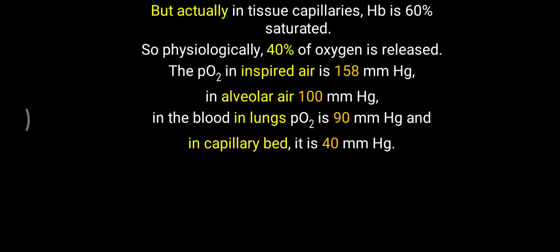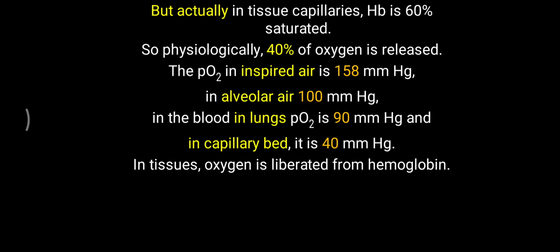Further, in detail on partial pressure of oxygen, you have to remember the partial pressure of oxygen in inspired air is 158 mm of Hg, while at the alveolar air level it is 100 mm of Hg, while at the lung level the partial pressure of oxygen is 90 mm of Hg, while finally at the capillary bed a partial pressure of oxygen of 40 mm of Hg is observed.